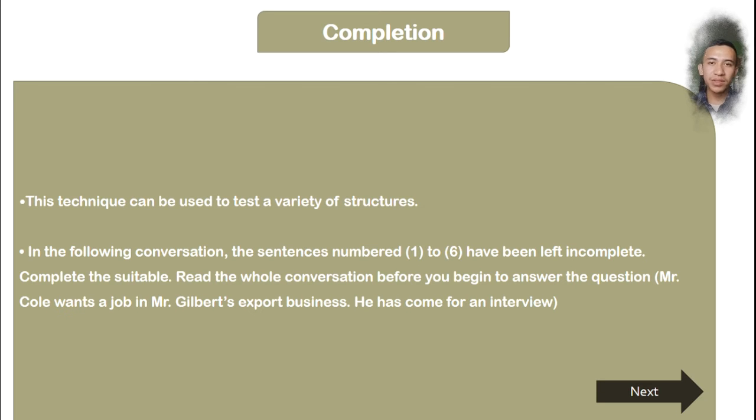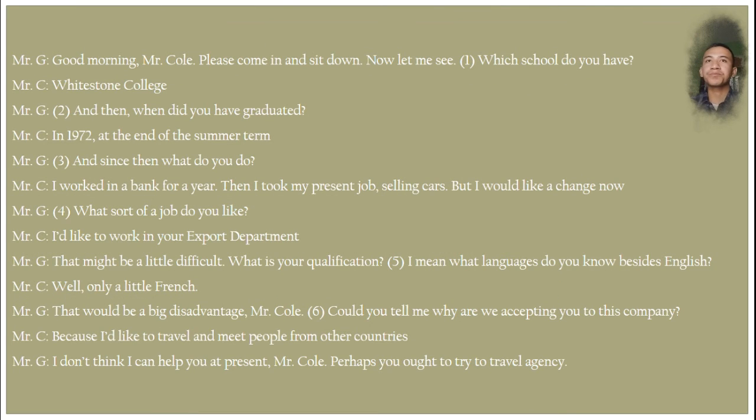Mr. Cole wants a job in Mr. Gilbert's export business. He has come for an interview. So in this conversation, Mr. Cole applies for a job with Mr. Gilbert, and this is the interview conversation. And for this section, I have given the answers in the blank spaces, and now we just correct it, or we just read it.